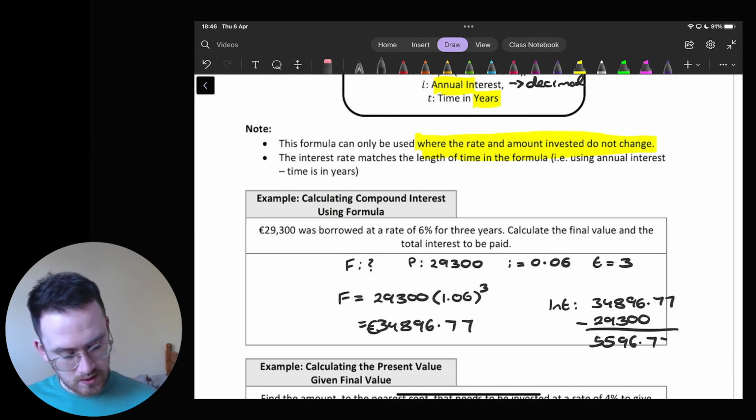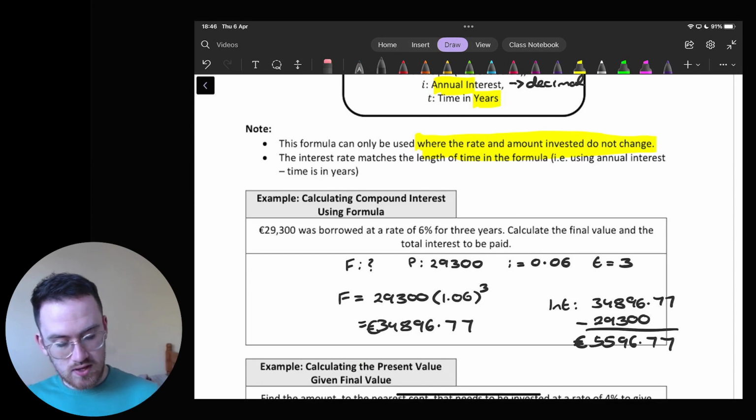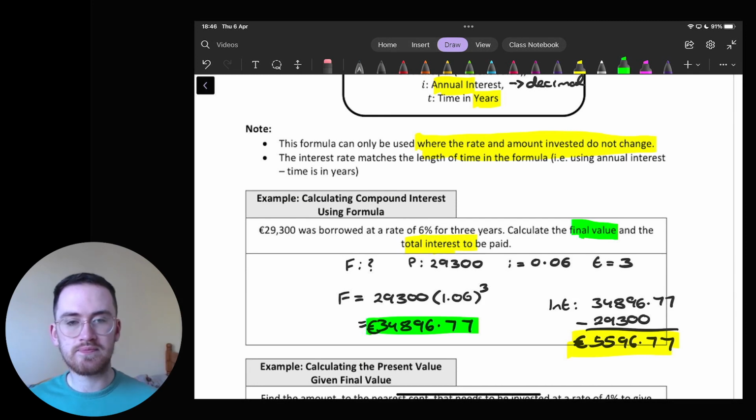There we go. We're still using the full answer from the previous one. So 5596.77 as my answer there for the amount of interest. So that's the interest to be paid. And the final value then is this value here, this value for F.